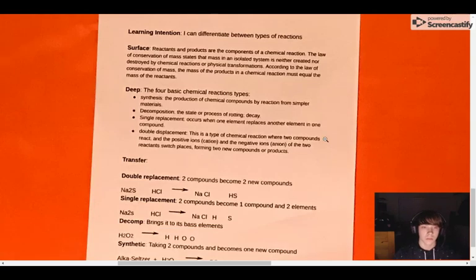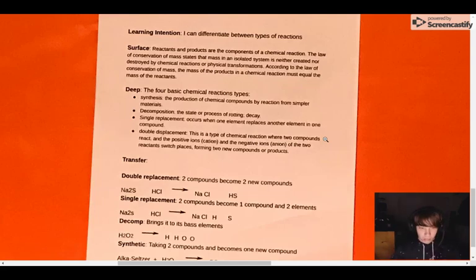Deep: Differentiate between the types of chemical reaction. The four basic chemical reaction types. Synthesis, the production of chemical compounds by reaction from simpler materials. Decomposition, the state or process of rotting, decay. Single replacement occurs when one element replaces another element in one compound. Double replacement, this is a type of chemical reaction where two compounds react and the positive ions and the negative ions of the two reactants switch places, forming two new compounds or products.